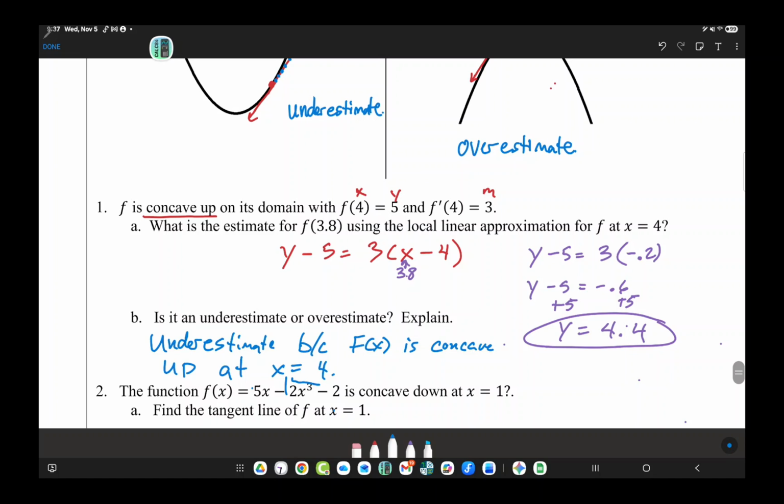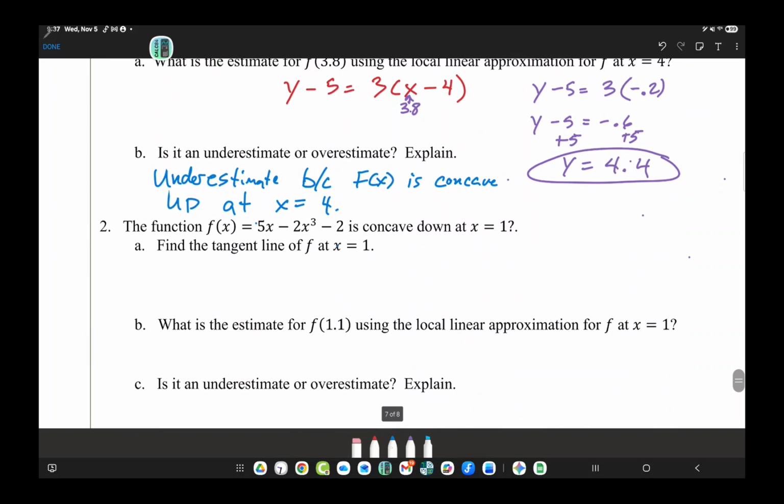Comparatively speaking to what we did the past few days, this should be pretty easy. So function f equals 5x minus 2x cubed minus 2, which is concave down, at x equals 1. Find the tangent line at x equals 1, which means we need to find the equation. Now, first thing, we do need a coordinate. So we know x is 1.